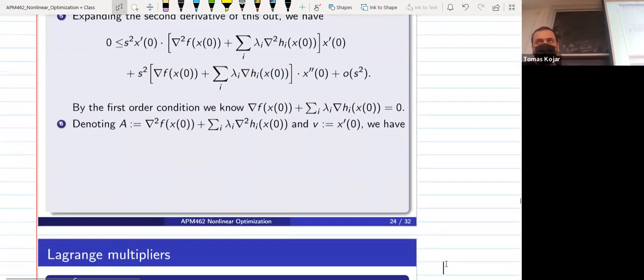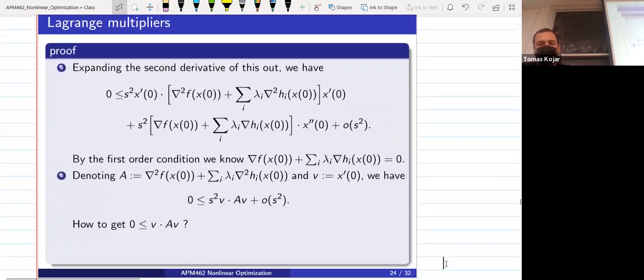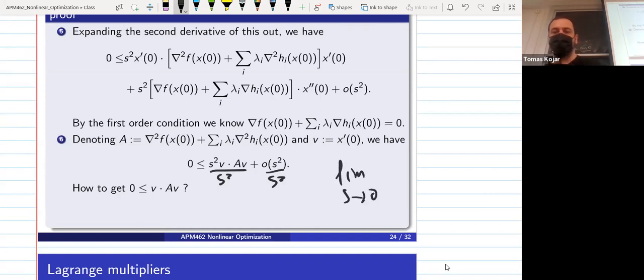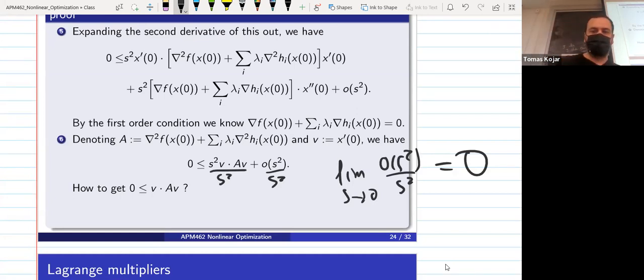Right, and then that's it. So you're left with this expression, and from here you just divide by s squared. As you take the limit, whenever you see little o, that just means the limit as s goes to 0 of o(s squared) over s squared is 0. That's the notation of little o. Okay? Great.